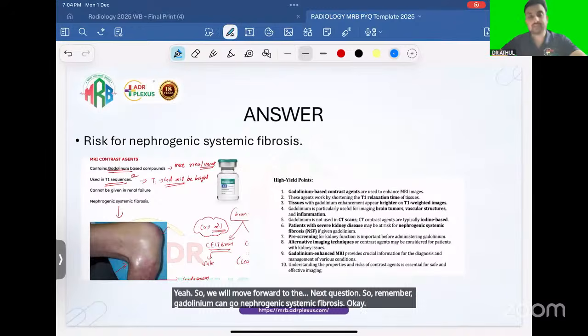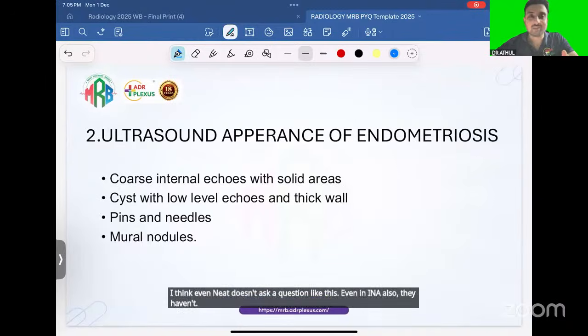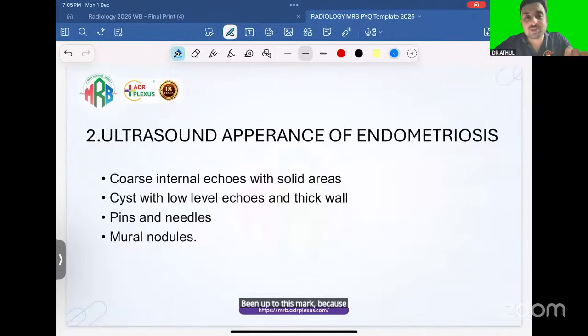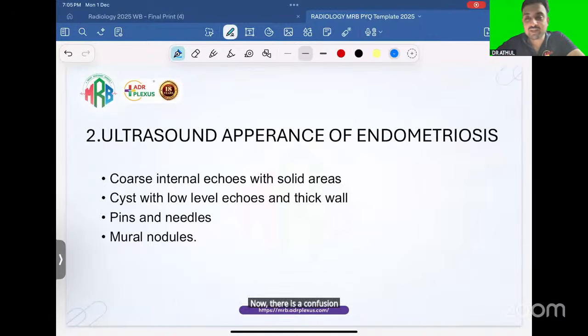Okay. Next question was also a little surprising for us in MRB because I think even NEET doesn't ask a question like this. Even in INI-CET also they haven't been up to this mark, because they asked the ultrasound appearance of endometriosis. So can you give a guess? Coarse internal echoes with solid areas, cyst with low level echoes and thick wall, pins and needles, mural nodules. Now there is a confusion. Some of you are giving A, some of you are giving 2, some of you are giving 4.